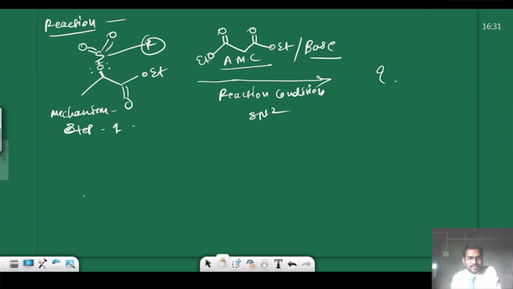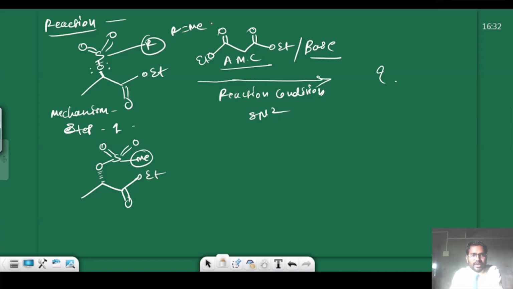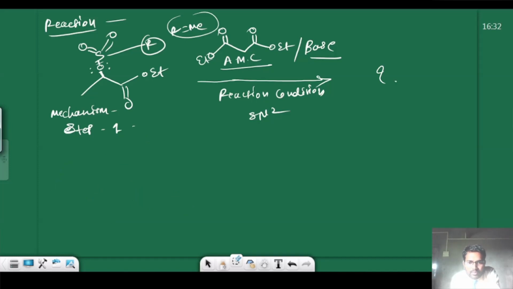So step 1 is this. This is the dash bond away from the observer, and S double bond O. This is methyl. Okay, this R is equal to methyl. First of all, this acts as a substrate, so this carbon acts as an electrophile. I will take this later. First of all I will take this active methylene compound.